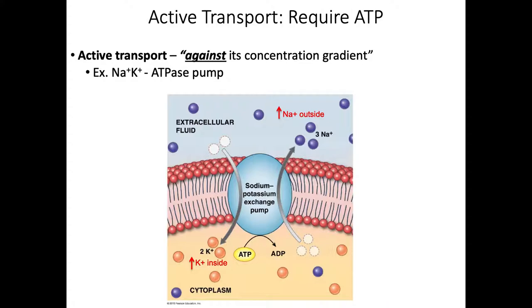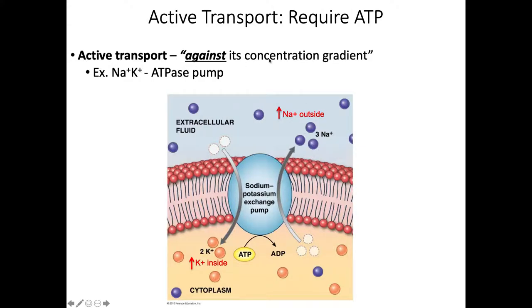Okay, so that was passive transport that doesn't require any energy, that goes from a high concentration to a low concentration, what we call down its concentration gradient. So now for the opposite, we have active transport. So active transport means that it does require energy. It does need ATP to work.